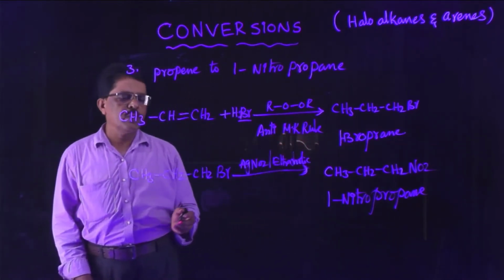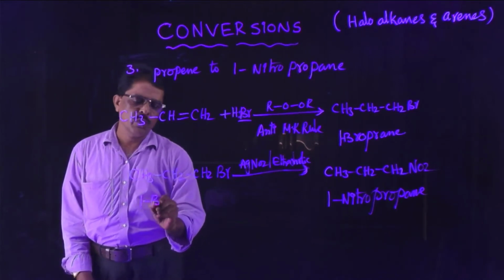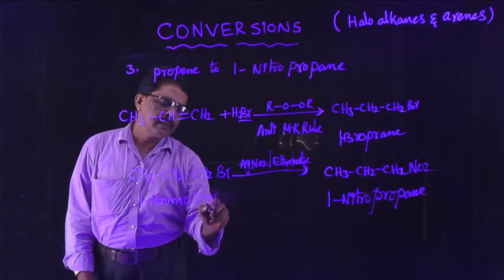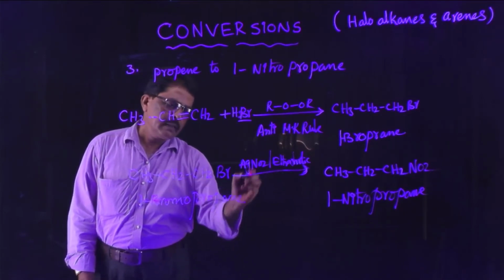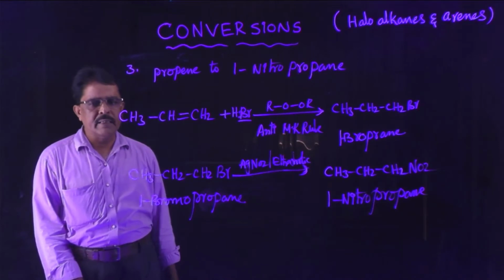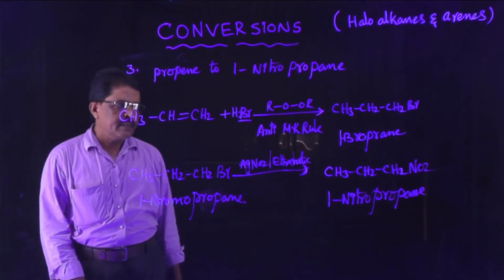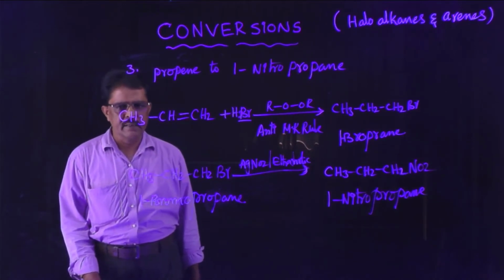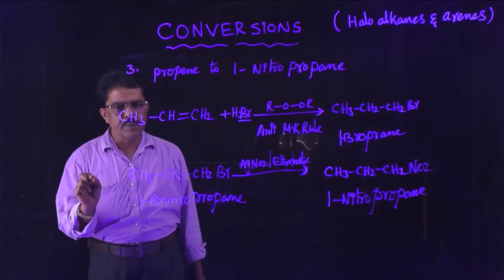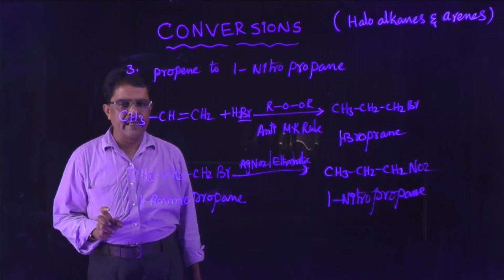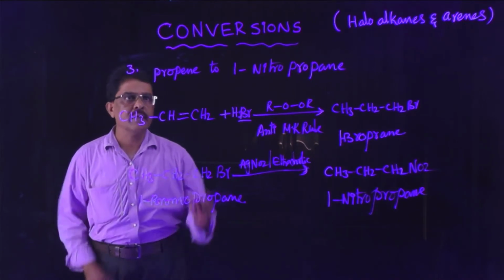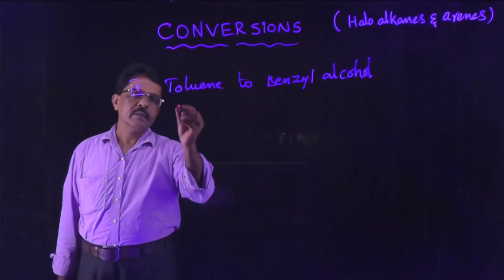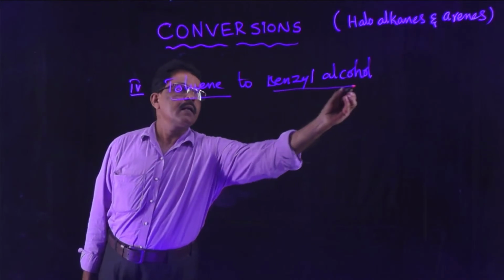This 1-bromopropane is reacting with ethanolic silver nitrate. Then you will get 1-nitropropane as the major product, right? Understand? This is the conversion of propene to 1-nitropropane. Next, the fourth conversion is toluene to benzyl alcohol.